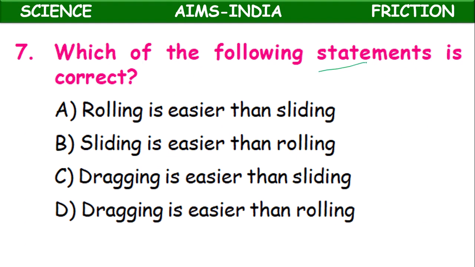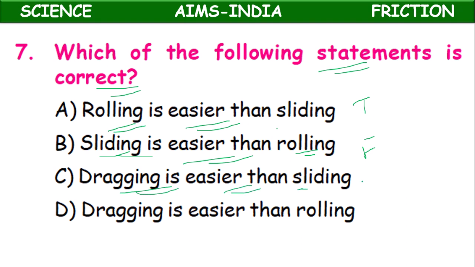Next, which of the following statements is correct? Rolling is easier than sliding: true. Sliding is easier than rolling: false. Dragging is easier than sliding: false. Dragging is easier than rolling: false. Only one statement is correct: rolling is easier than sliding.